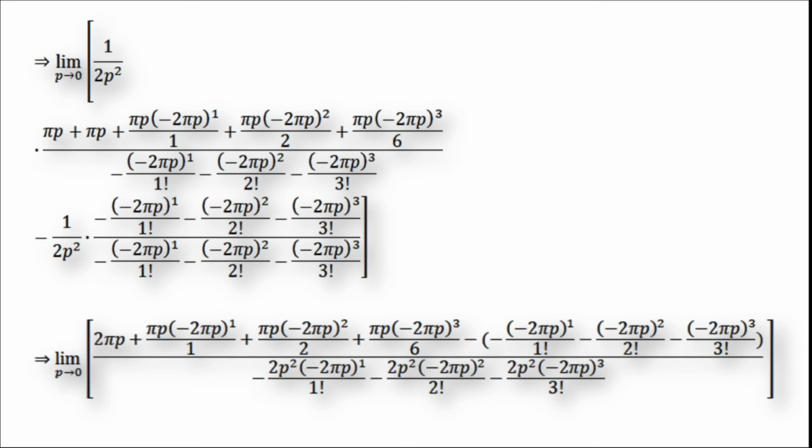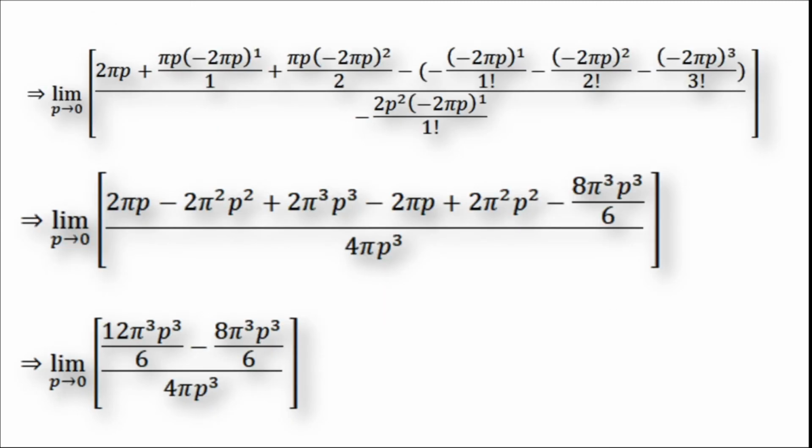So again, a very simple algebra. Pi p plus pi p plus pi p multiplied by minus 2 pi p whole power 1 by 1 plus so on. It is a very simple algebra. You can have a look at it. If you have doubts, you can ask me in the comments section. It's simply basic algebra, that's all we are doing. So finally we have got there after certain cancellations.